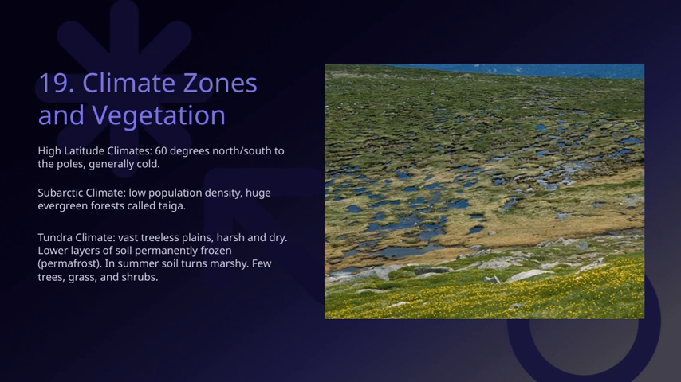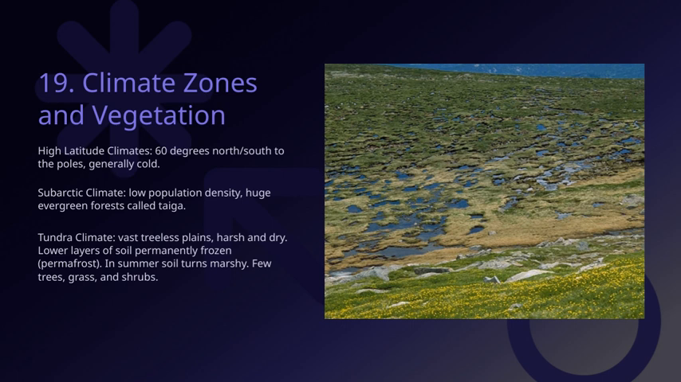It features vast treeless plains that are both harsh and dry. One of the key characteristics is the permanently frozen lower layers of soil, known as permafrost. During the summer, this soil can become marshy, but overall, the environment supports very few trees. Instead, you'll find grasses and shrubs adapted to these tough conditions.